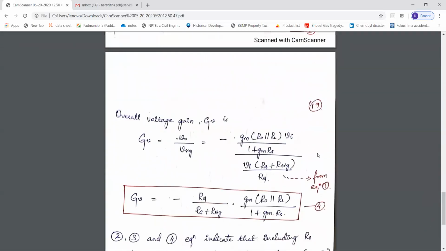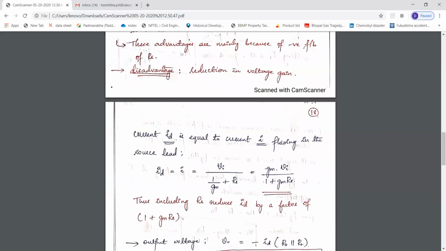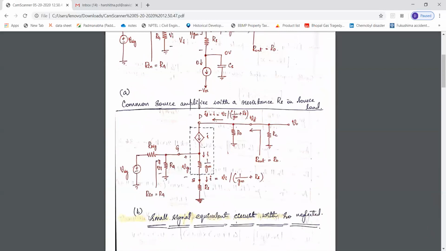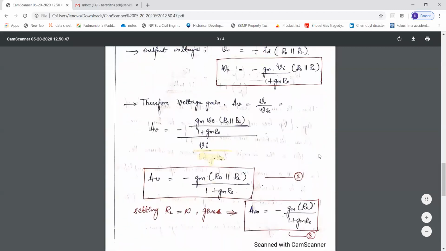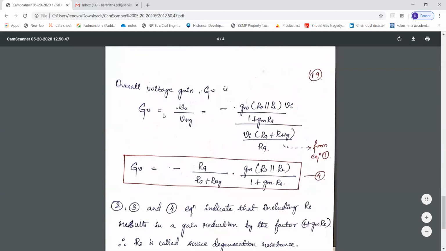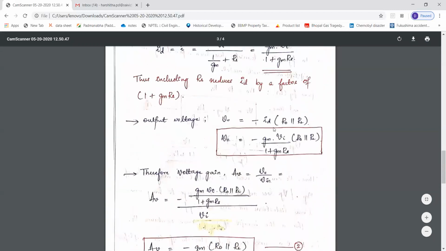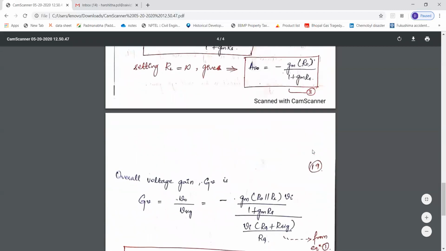And next, the overall voltage gain, that is from V signal to RL. Go back to this circuitry, from this end to this end. Overall voltage gain GV is equal to V naught by V signal. V naught we have calculated, so substitute the same equation.